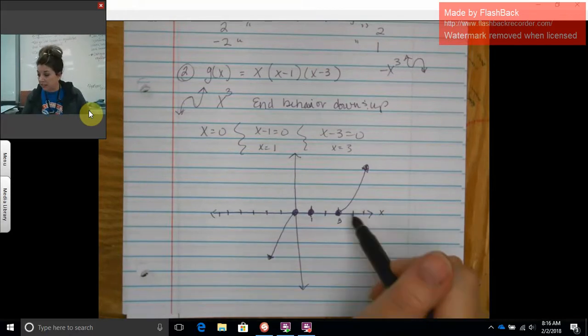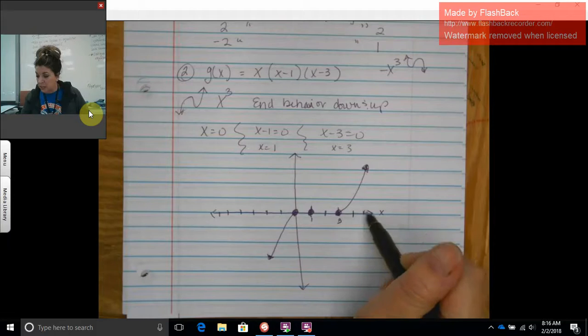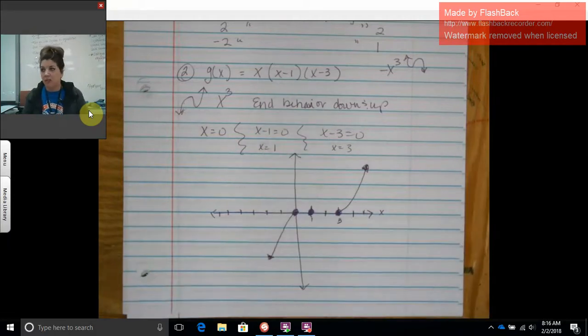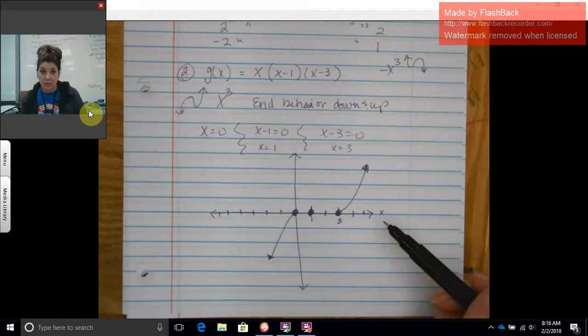Okay, if you want to know exactly, pick you some x values. Plug in x is 4, x is 5, x is 6. Substitute that into your equation and find y values. If you don't remember the end behavior and you have to sketch, that's what you're going to have to do.